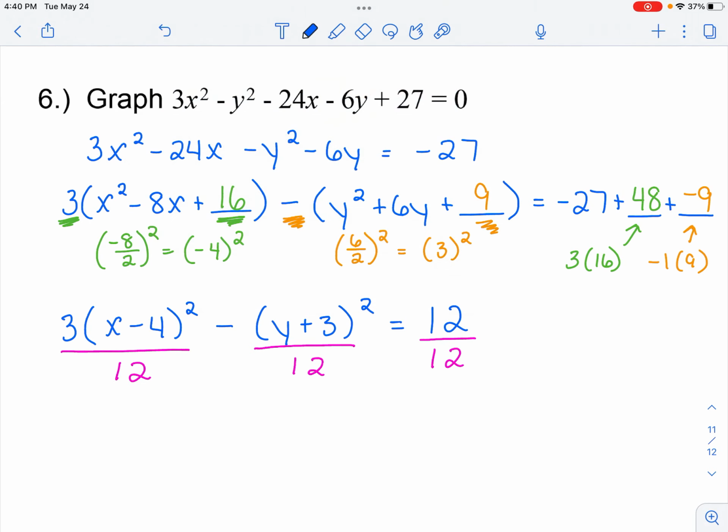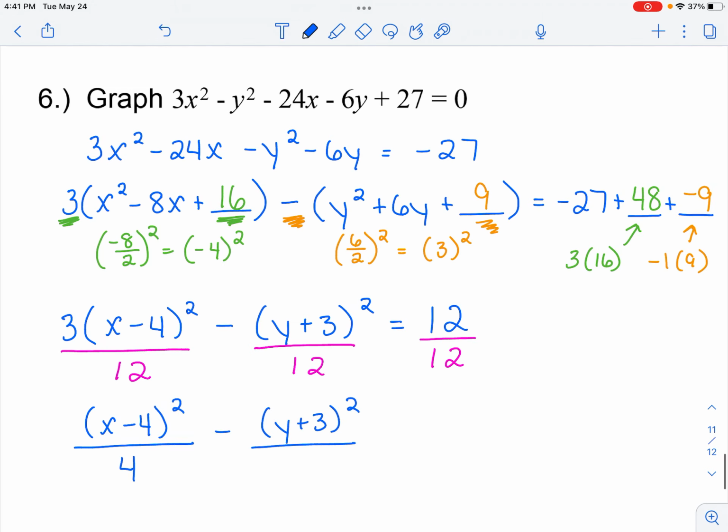All right. So here we go. What do we really have? We have (x minus 4) squared, and then 3 over 12. 3 over 12 is 1/4, so this reduces down to a 4, minus (y plus 3) squared over 12 is equal to 1. So this is the equation that we're going to go ahead and graph.